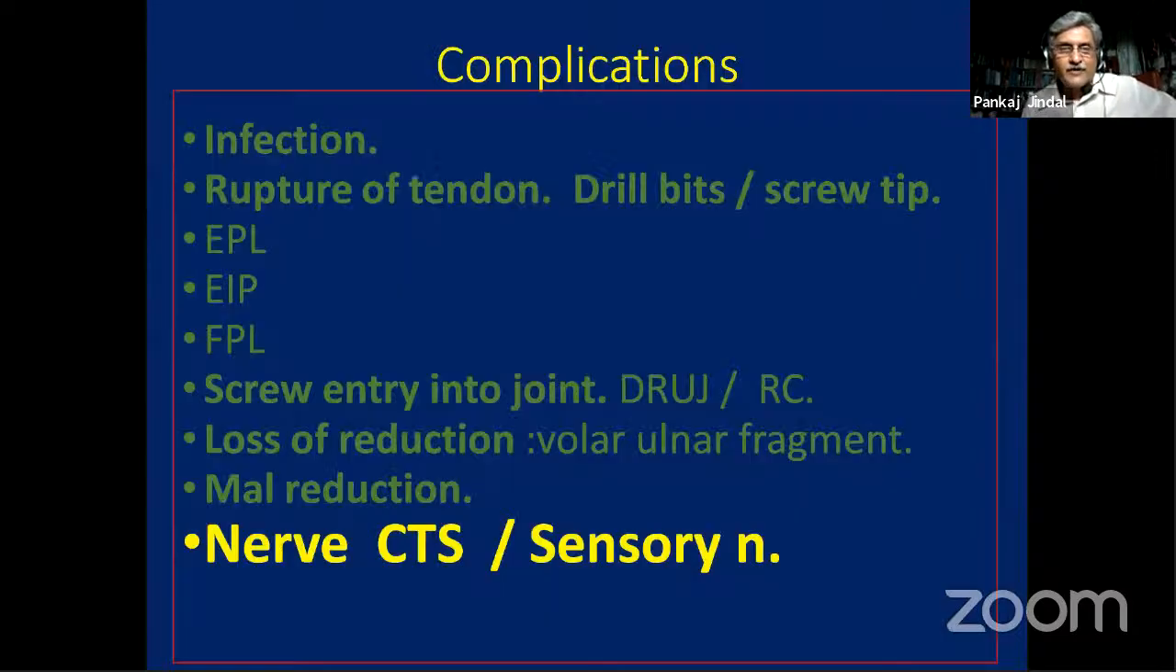So we talked of complications. This is extremely important. Once you do have a carpal tunnel, once you have CRPS, see to it you don't have a median nerve problem here.